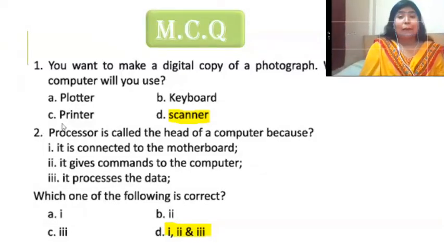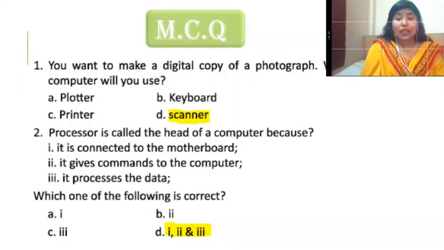C. Printer. Printer can print the data and can give you the hard copy. But printer can't give you the digital copy of a photograph. D. Scanner. Scanner can scan the hard copy of a photograph, and then it can give you the digital copy of a photograph. So that's why scanner is the correct answer.